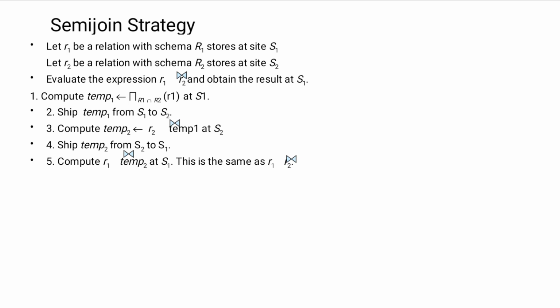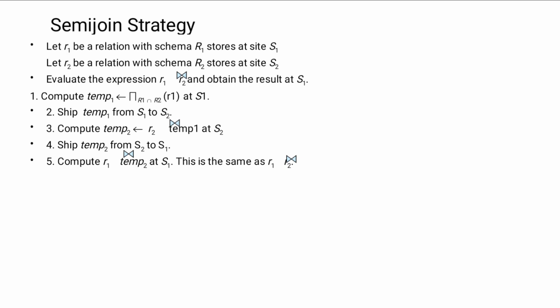Next, semi-join strategy. If R1 is a relation with the schema R1 stored at site 1, and R2 is a relation with the schema R2 stored at site 2, we can evaluate the expression R1 semi-join R2 and obtain the result at S1 itself. For computing this, a temporary relation is developed by projecting both schemas at site 1. Then we have to transfer temporary 1 from S1 to S2.